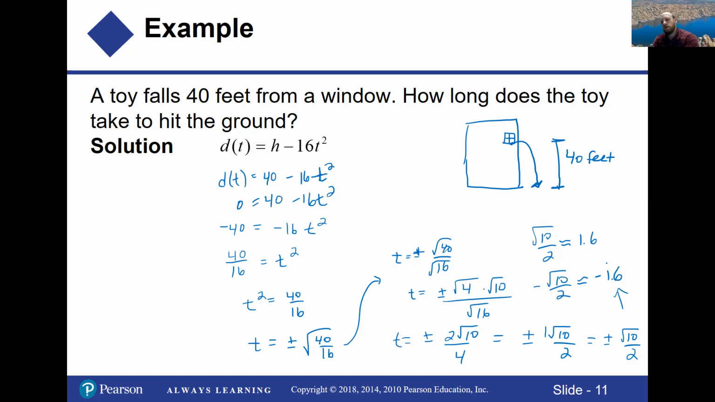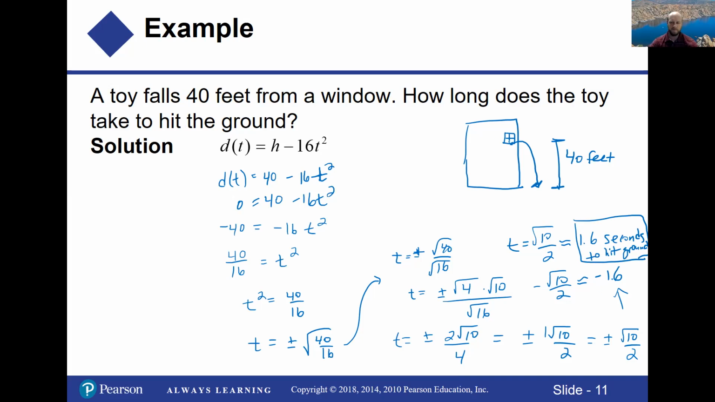Okay. Now, what's the problem with that? Well, the problem is that you can't have a time that's negative. Remember, we were solving for the time. So here, the time is going to be equal to positive 1.6 seconds. So what does that mean? It takes the toy 1.6 seconds to hit the ground. That's what it means. And again, we don't use the negative one because you can't have a negative time.